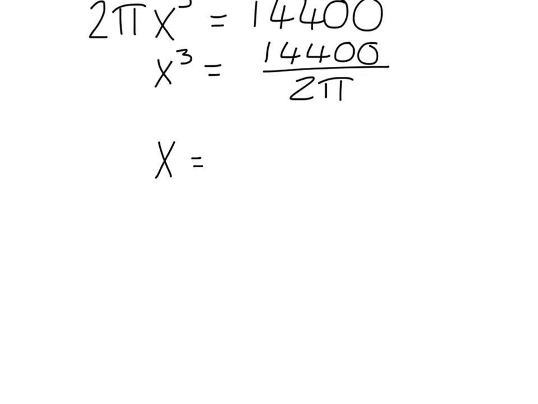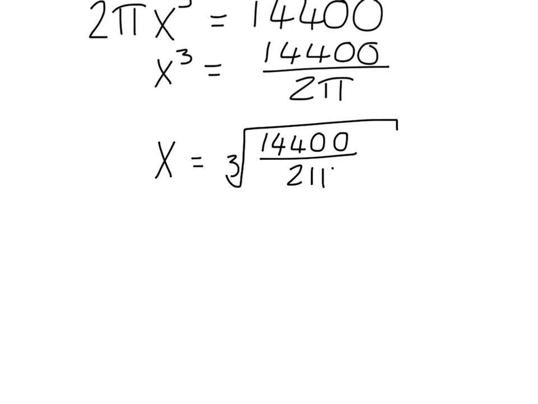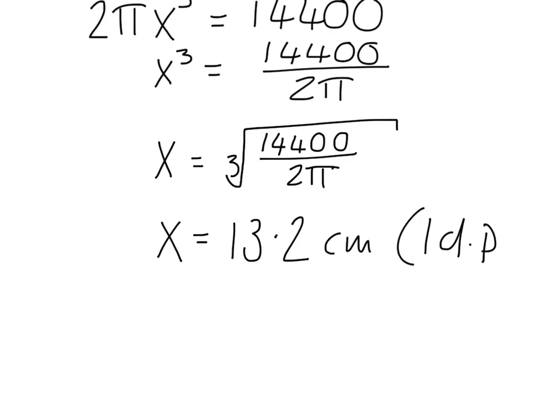So x equals the cube root of 14,400 divided by 2π. What we need to do now is do that on our calculator, and remember that the question asked us to give our answer correct to 1 decimal place. So if we do that, we find out that the answer is 13.2 centimetres, and that's correct to 1 decimal place. So that's the x value which will minimise the surface area.